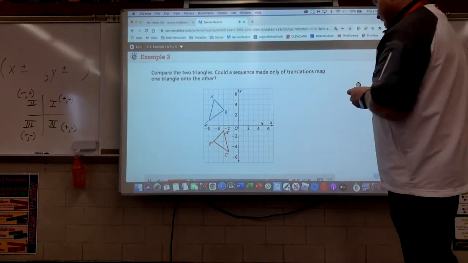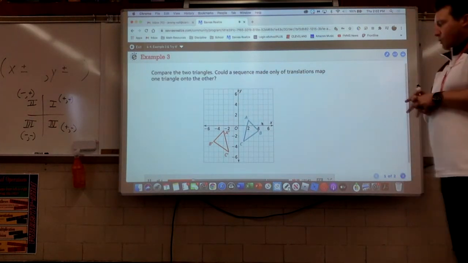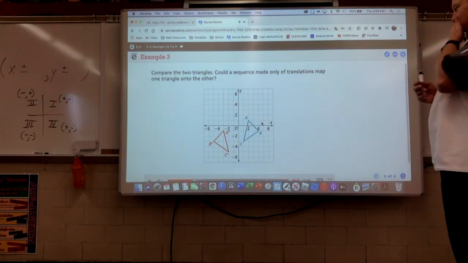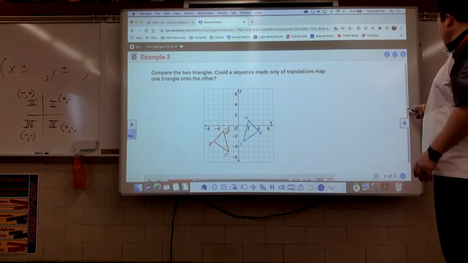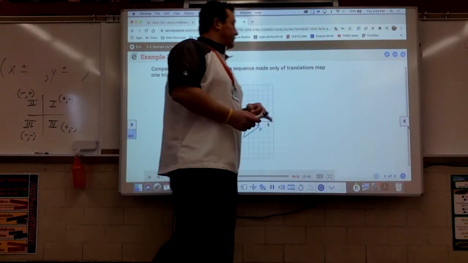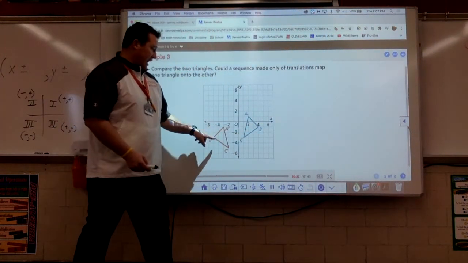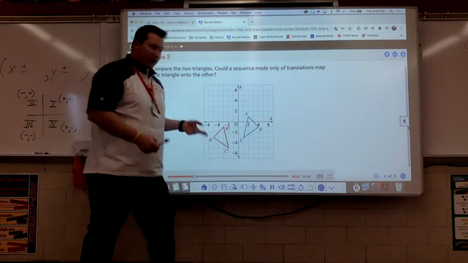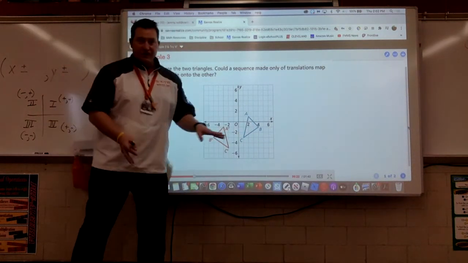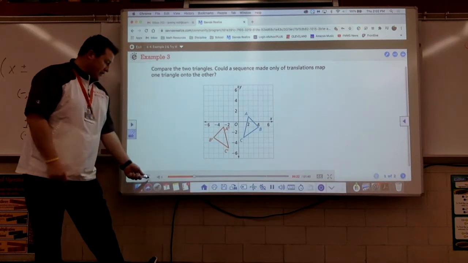Do you think that a sequence made only of translations could map one triangle onto the other? I'm going to say no. Again, guys, map is just a fancy word for move. So if we just move that, I would say these triangles are pointing in opposite directions. So no, I don't think just translations alone is good enough.